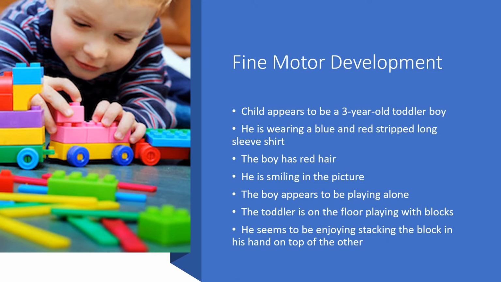Moving right along, I have given you all an example of a child displaying fine motor development. If you look at the picture, the child appears to be about 3 years old. He is a boy. He's wearing a blue and red striped long sleeve shirt. The child appears to have red hair. And if you look in the picture, he actually appears to be smiling as if he's enjoying playing alone on the floor and stacking the blocks one on top of another.